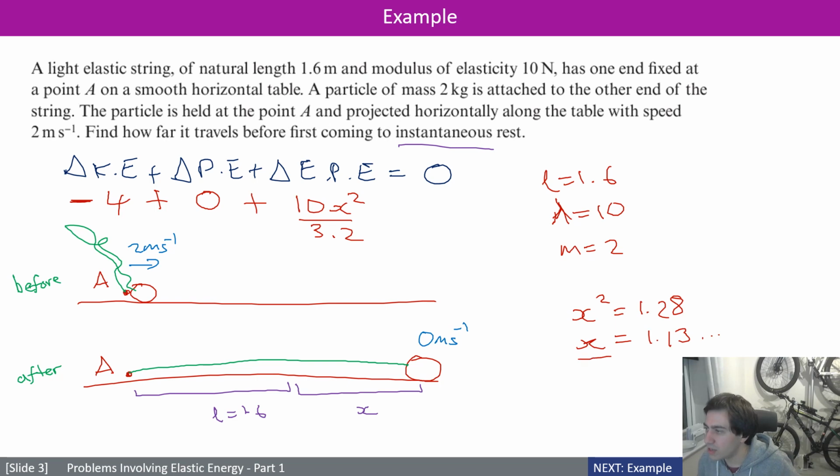So that's our x. How far has it then travelled before coming to instantaneous rest? Well, it was this natural length, 1.6, plus the x. So we have to remember to still add that 1.6 on, which we can do in our heads. That's 2.73 to 3 significant figures meters. Okay, that's it.